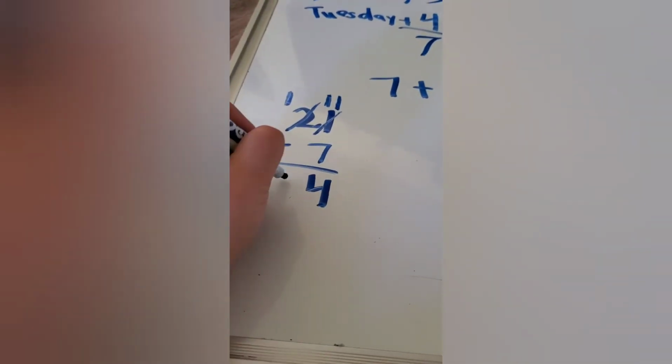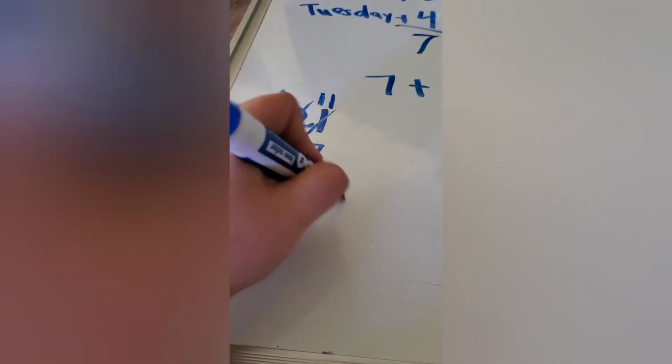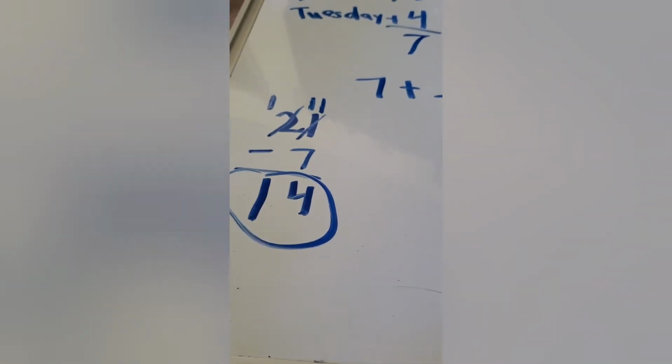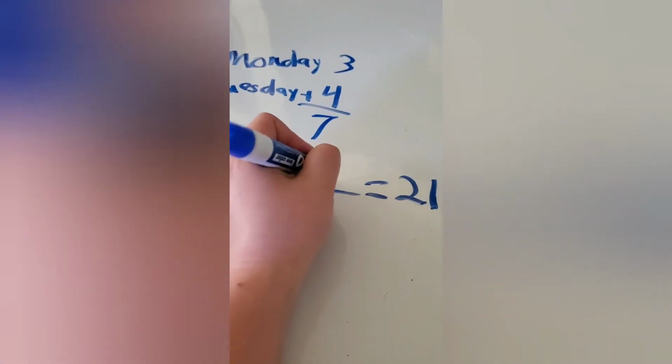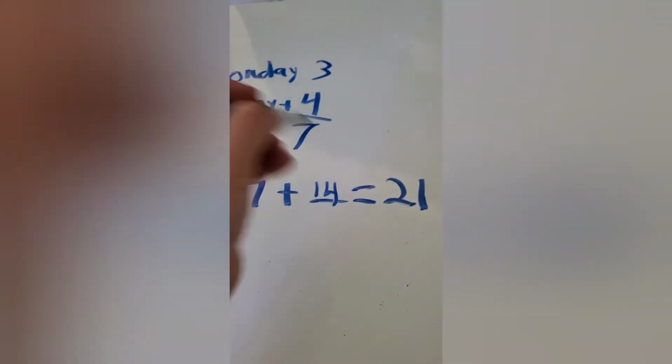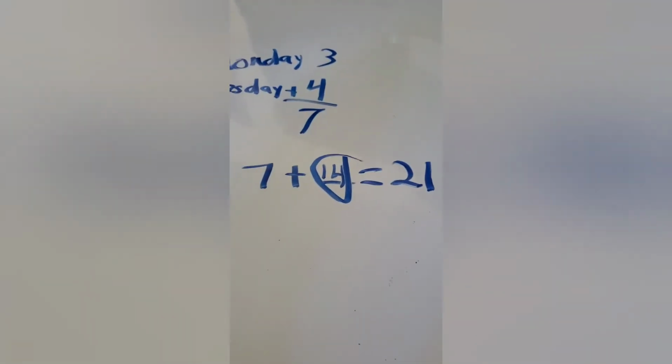1 take away 0 is 1. My missing number is 14. 7 plus 14 equals 21. Okay. She still needs to put 14 more posters up.